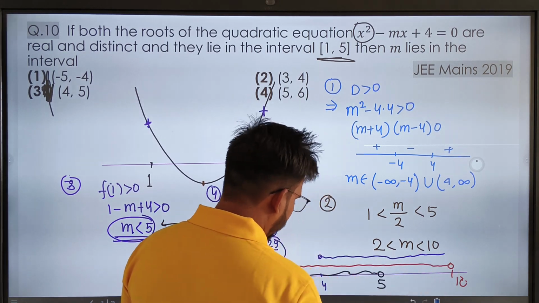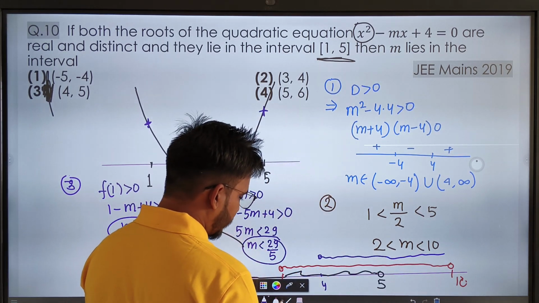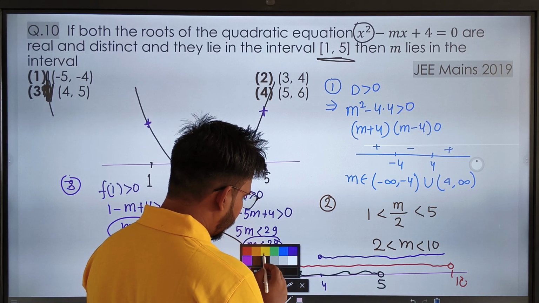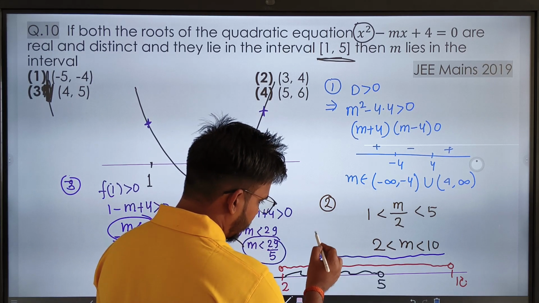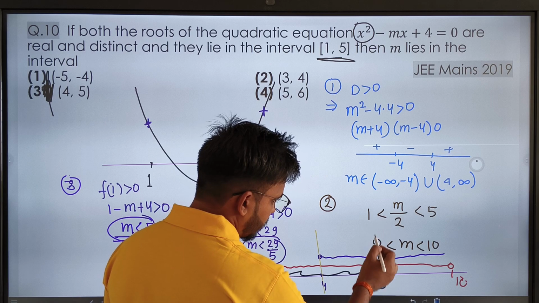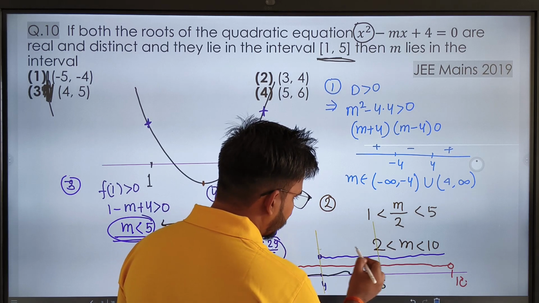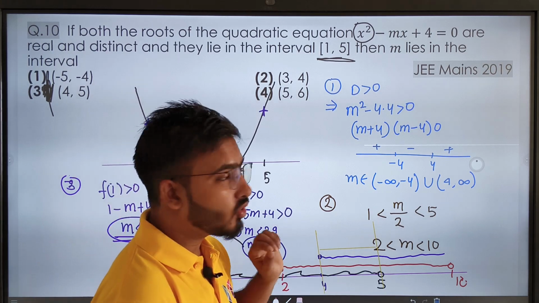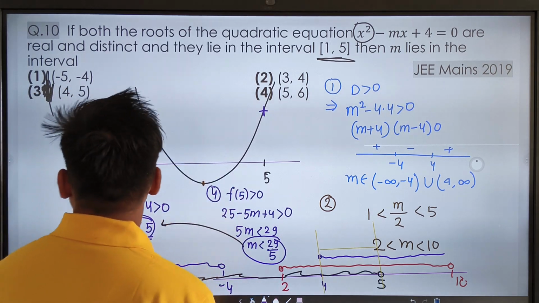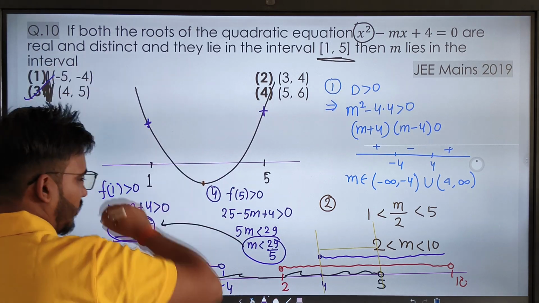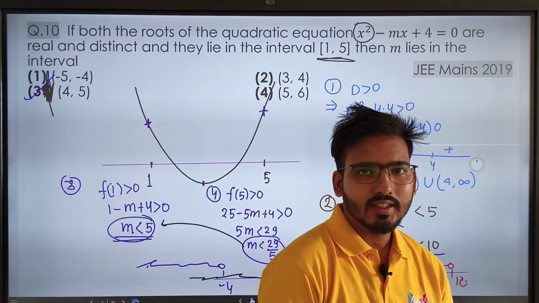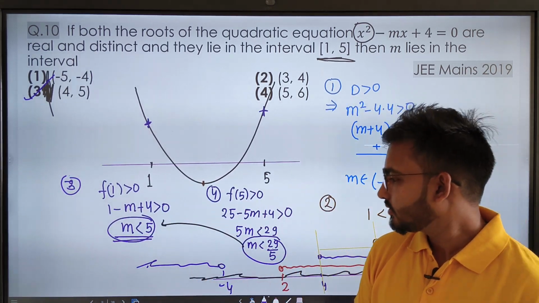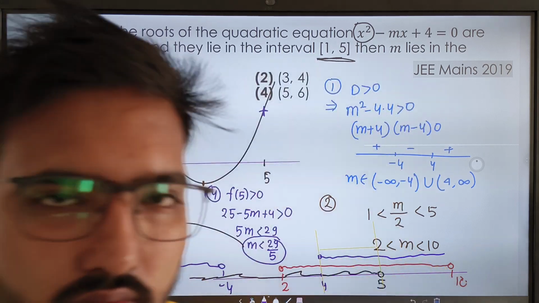So as we can see, where all three colors are present, this region is very simple. This region is basically where m belongs from 4 to 5. So option number 3 is going to be the correct answer. Is that clear? Okay, write it down.